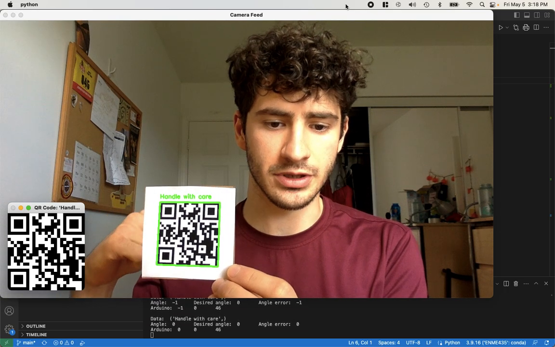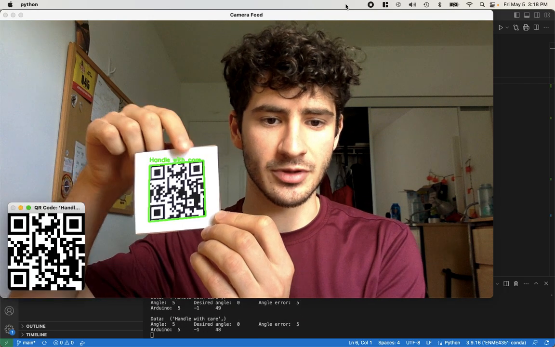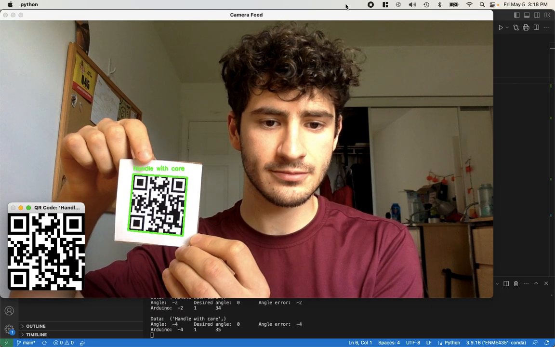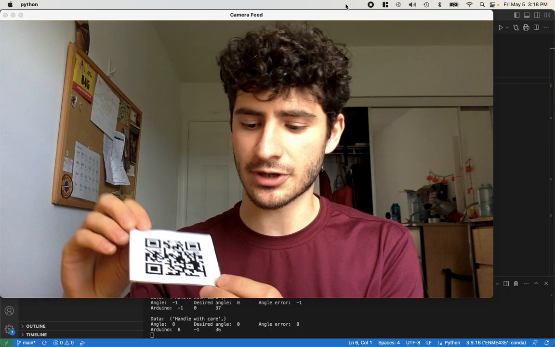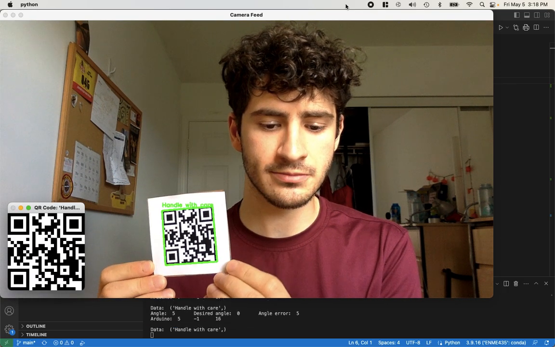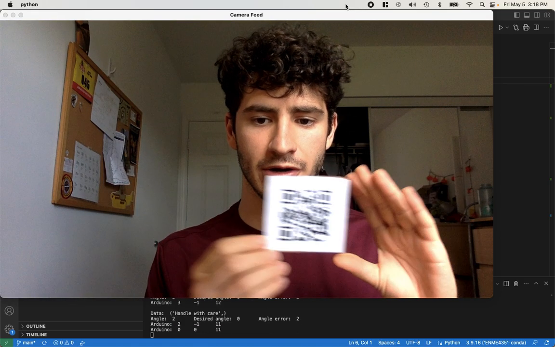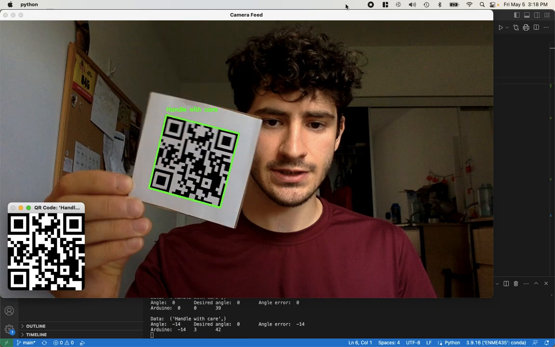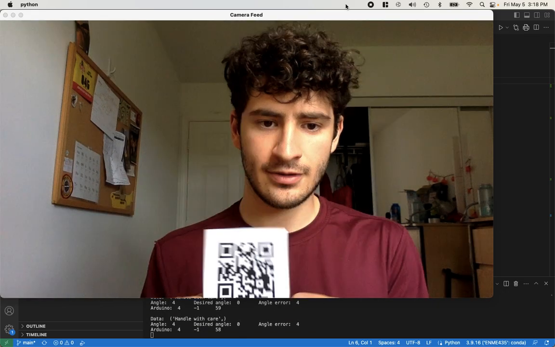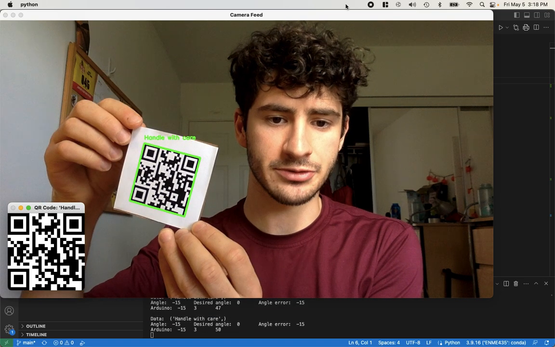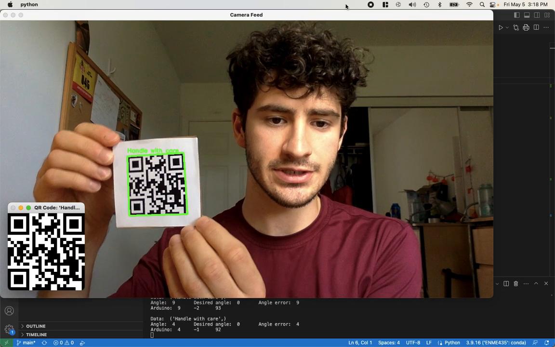In the console below here, and at the top of this frame, you can see what it is decoded into. This one says, handle with care. That's the information encoded in this QR code. In addition to getting the information out of the QR code, my code also looks at where it is in the frame and at what angle of rotation it's at. This information is displayed in the frame by drawing the box around it so you can see the orientation of it.